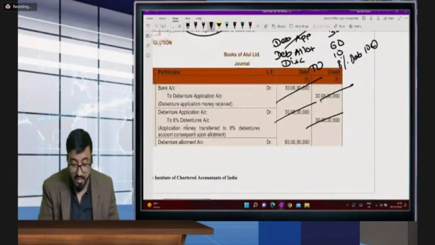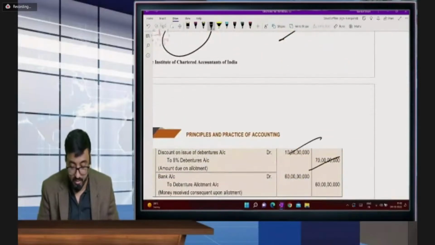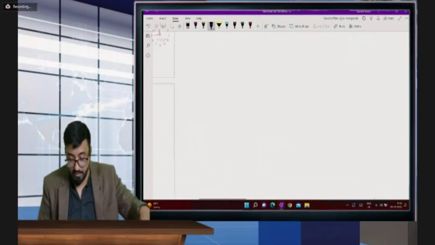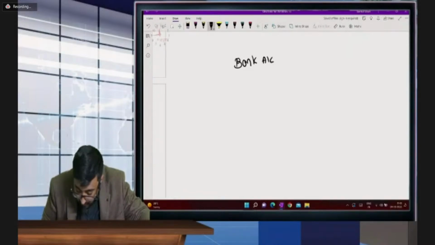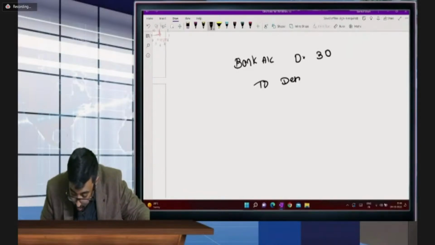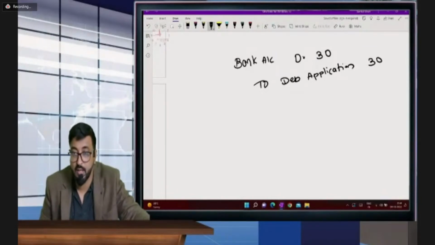Then ICAI has passed two separate entries for allotment. So ICAI passed a separate entry for discount, and then debentures is recorded at face value, and 60 bank account debit to debenture allotment. So I will give you as per the ICAI study material: bank account debit, 30, to debentures application. How much will come in debentures application? 30 rupees. Debentures application में 30 आएगा.